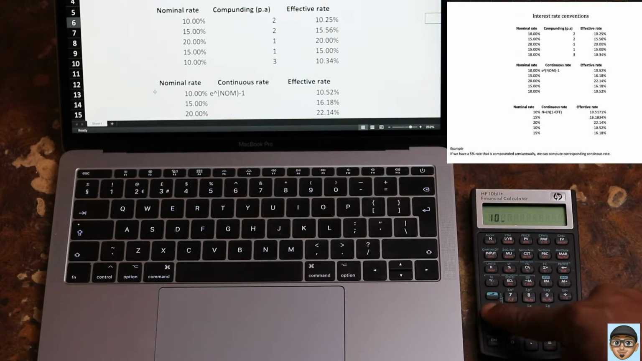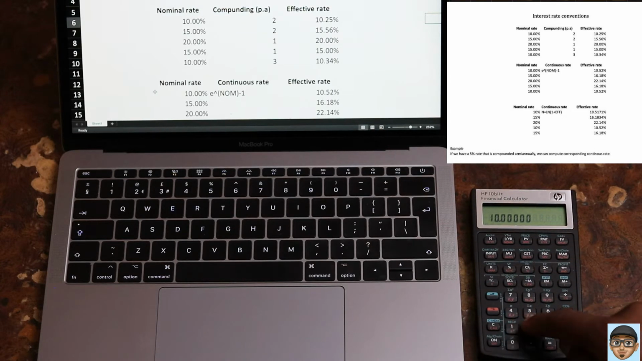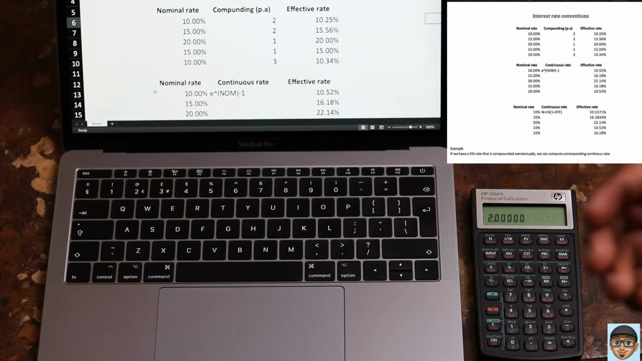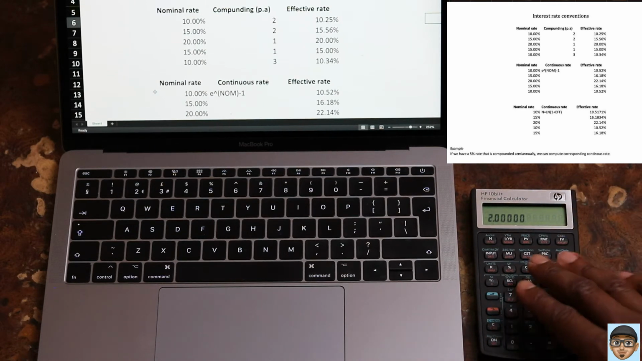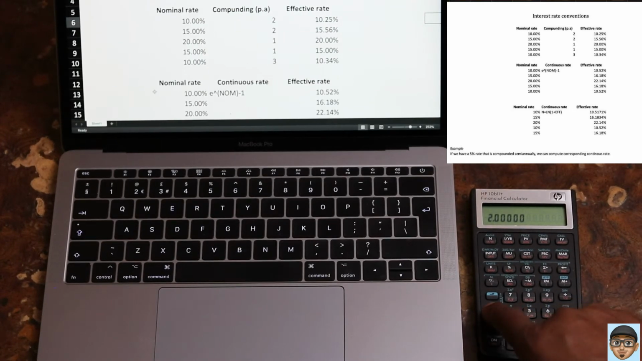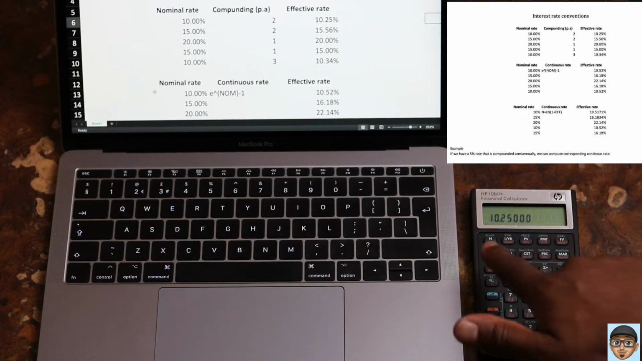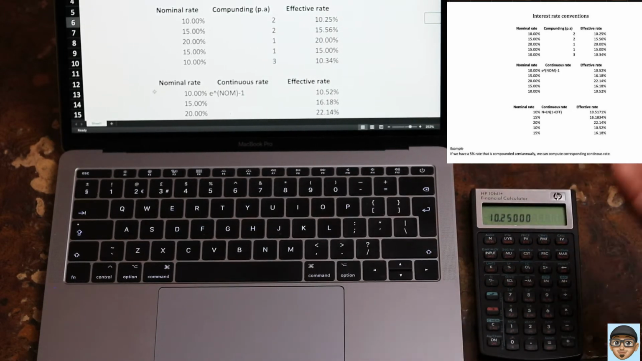You punch in 10, second function, you put it in as a nominal interest rate, and then you punch in 1, second function, as the example that we are using only shows a 1 year calculation. The next thing that you do, without cancelling anything on the screen, you use second function EFF. It will give you 10.25 as the effective interest rate.